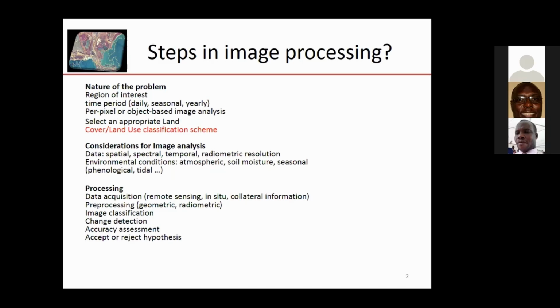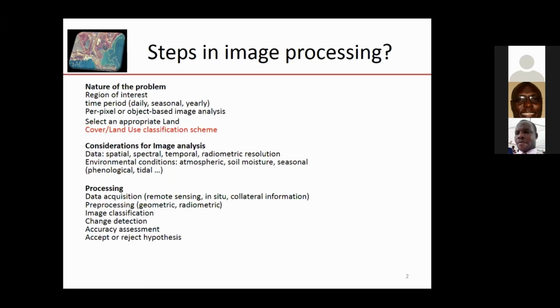But at the same time, even before you actually get the data, you need to think about the classification system that you're going to use. We call it a land cover or land use classification system. So how are your classes going to be defined? It's something that you need to think about. Then you can pick your data for your image analysis. You correct it, do some pre-processing, then do some image classification, change detection, or whichever, and accuracy assessment, and then you can accept or reject your hypothesis.